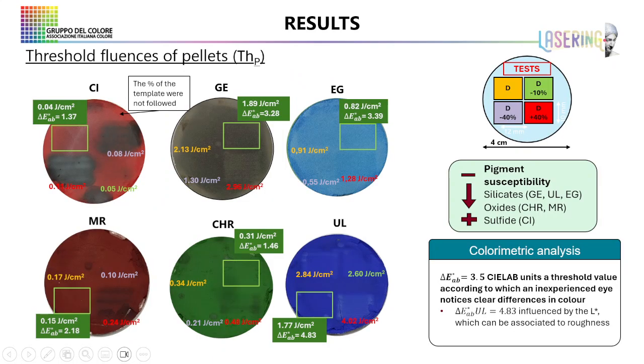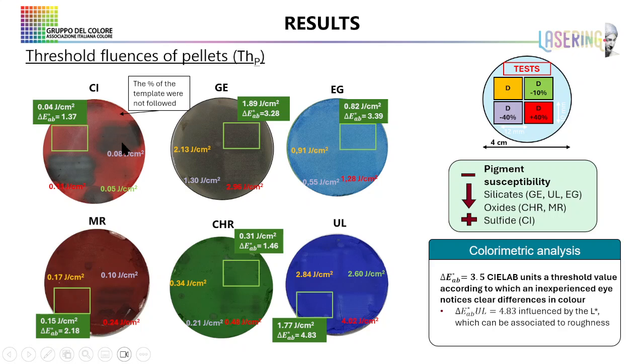So about the results, irradiating just the pigment pellets, it was possible to establish a pigment susceptibility scale in which the silicates, such as green earth, Egyptian blue, and ultramarine blue, were revealed to be the most resistant to laser radiation because we applied the highest fluences. Then the oxides were less resistant, such as Mars red and chromium green, and at the end the sulfide was the most susceptible because even with the lowest fluences we had some darkening.